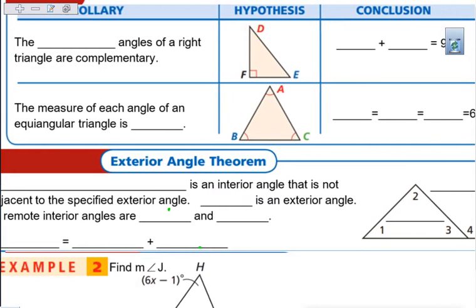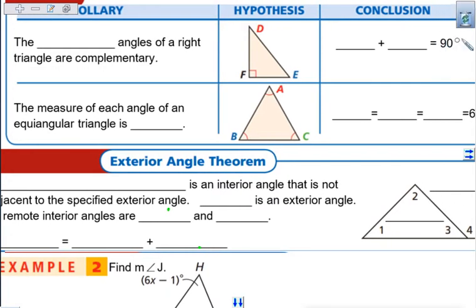Next up, we've got some information about different triangles. The first one is a right triangle. And in a right triangle, your non-right angles are complementary, meaning your acute angles are complementary. Remember that complementary means that they add to 90. So in this picture, angle D and angle E would add to 90 because this is a right triangle.